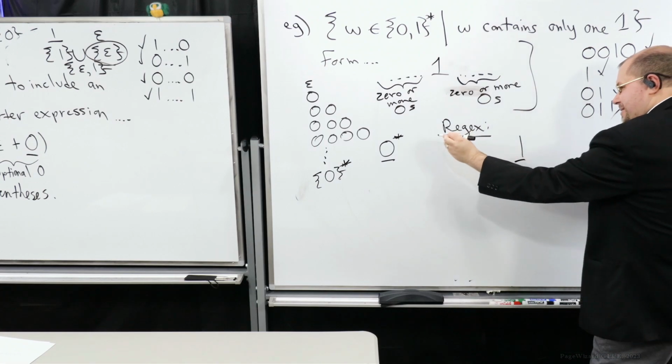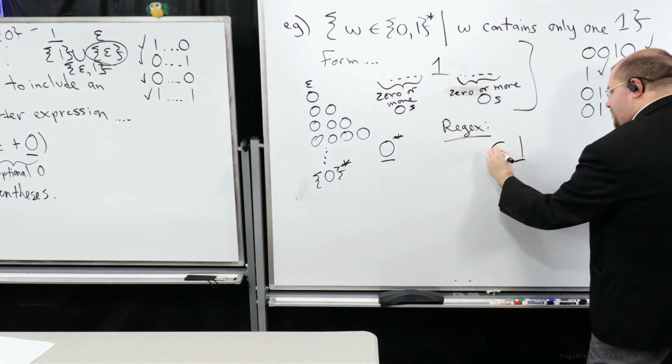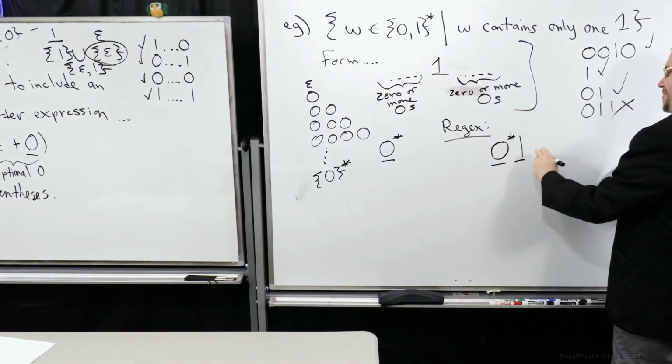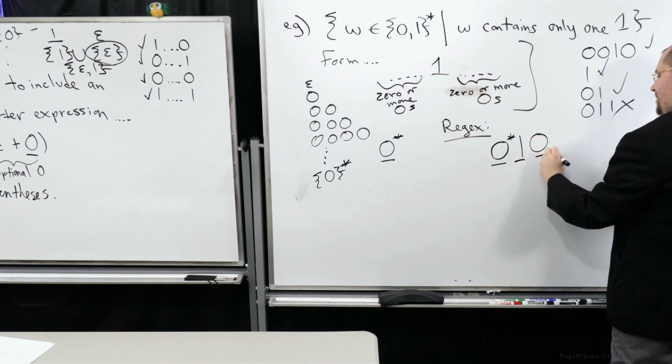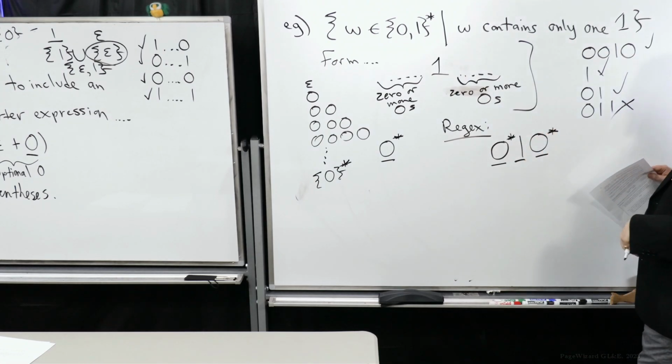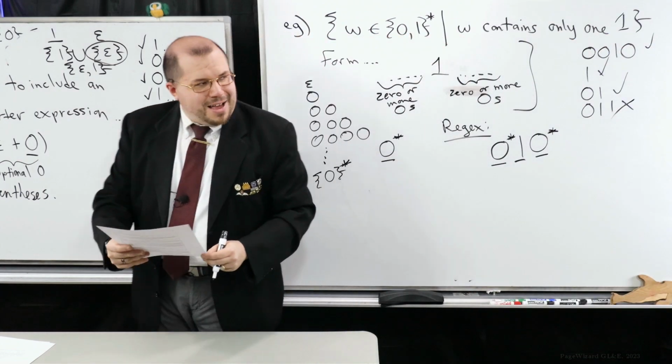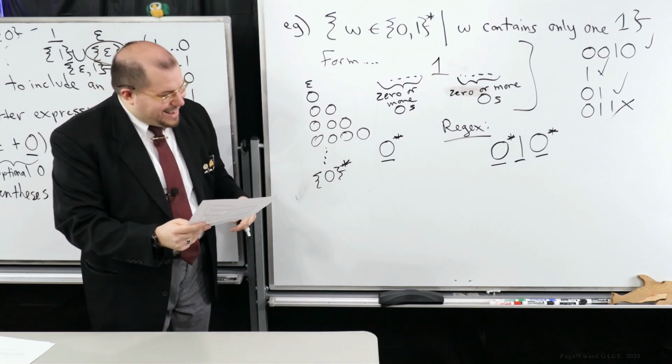So we got what comes before and after. Well, we know we need 0 or more zeros. And we need 0 or more zeros after the 1. And boom, that's it. That's the regular expression.